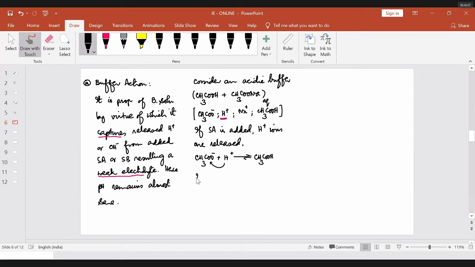No, no, no, sir, I am adding base. Go ahead. If a small amount of strong base is added, OH- ions are released. Fine. Now, once these OH- ions are freely available in the container, there will certainly be a change in pH value. But what does buffer solution say? No, no, I am going to capture this. Who is going to capture that OH- ion?